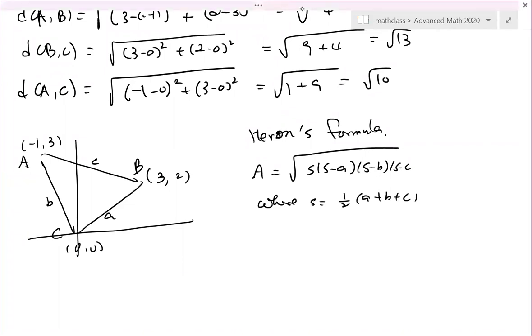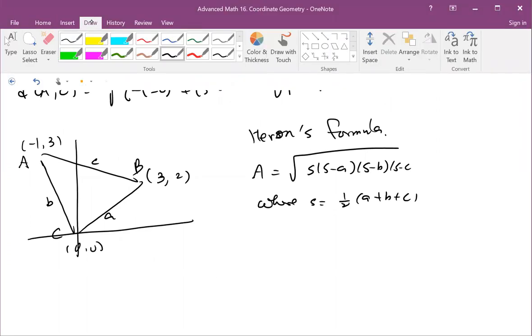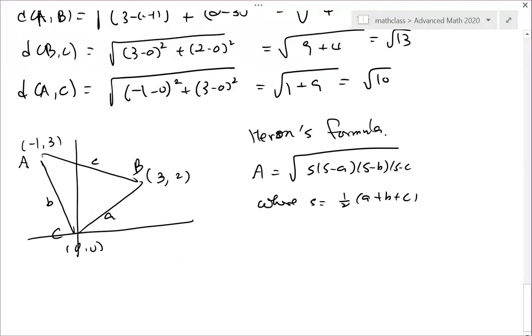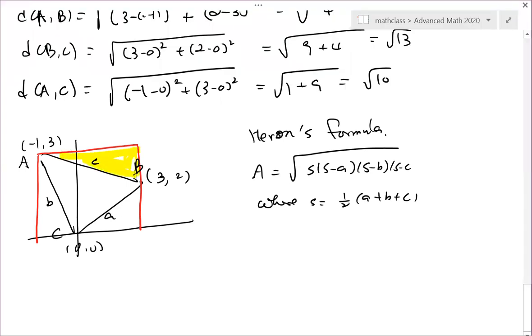So the idea is very simple. We don't focus on the triangle. We use a rectangle to cover it. Then we calculate the area of each triangle. Those are right triangles, and we already know the area formula for the triangle. Then you solve the problem.